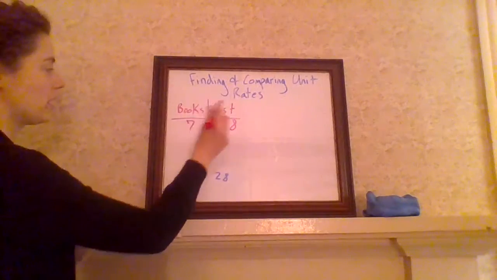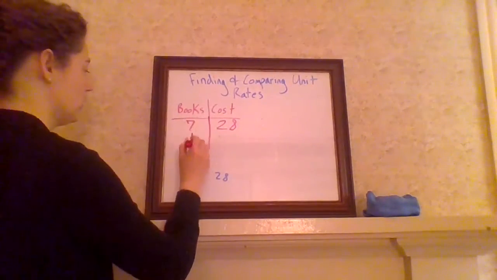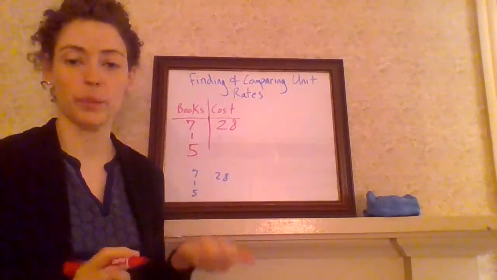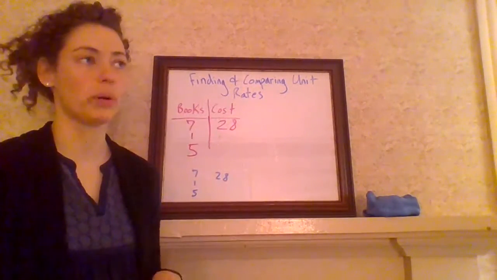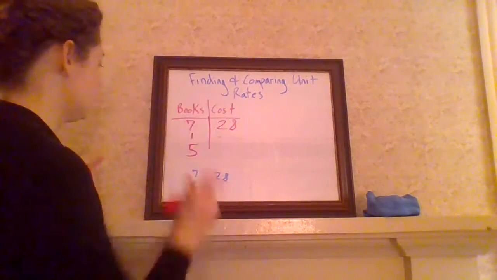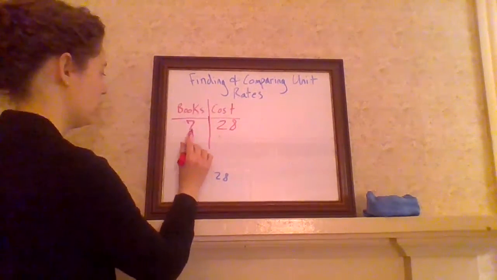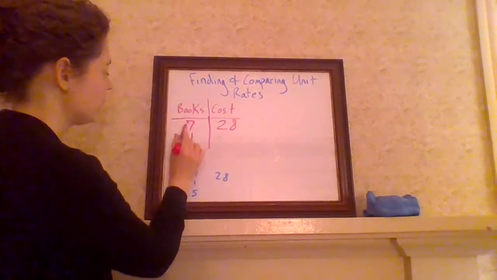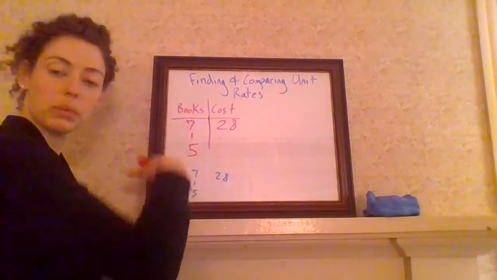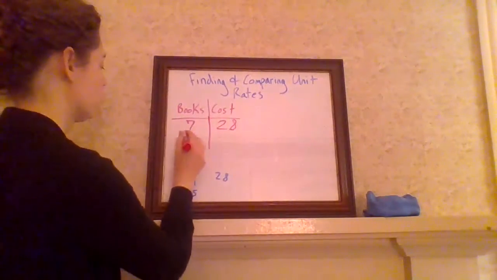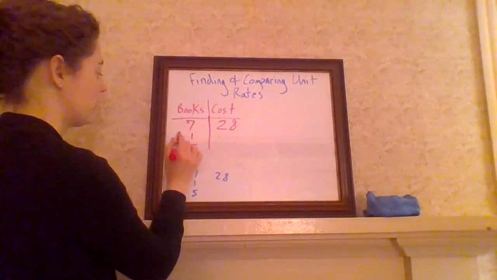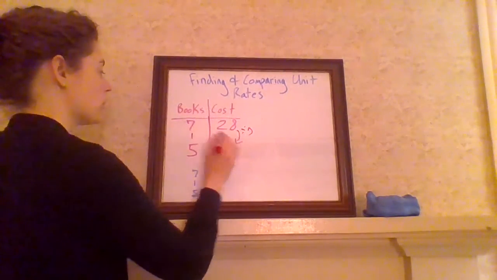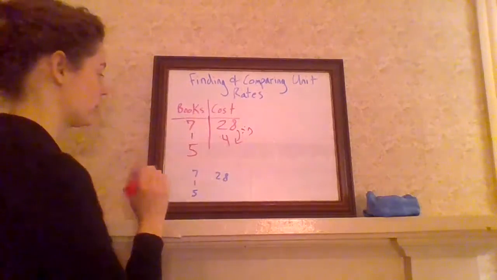So if 7 books cost $28, maybe we just want to buy 5 books. There's only 5 books that we see there that we like. There's no point in buying more if you don't want them. Okay, so there's nothing we can divide 7 by to get 5 other than a decimal number. So let's get that down to 1, and then we can multiply up to find out the price for 5. So 7 divided by 7 is 1, so divide 28 by 7, and we'll get 4. So 1 book costs $4.